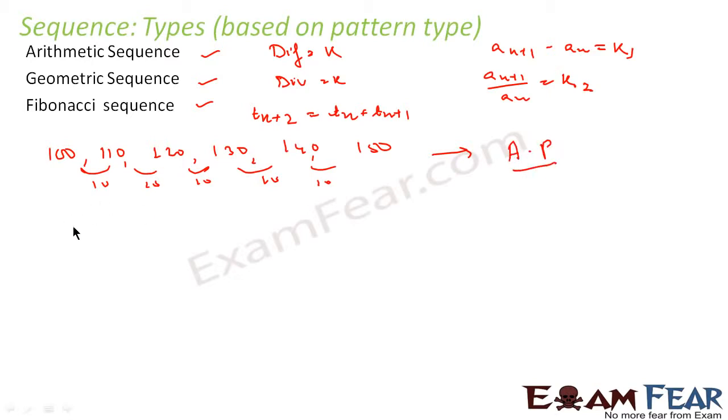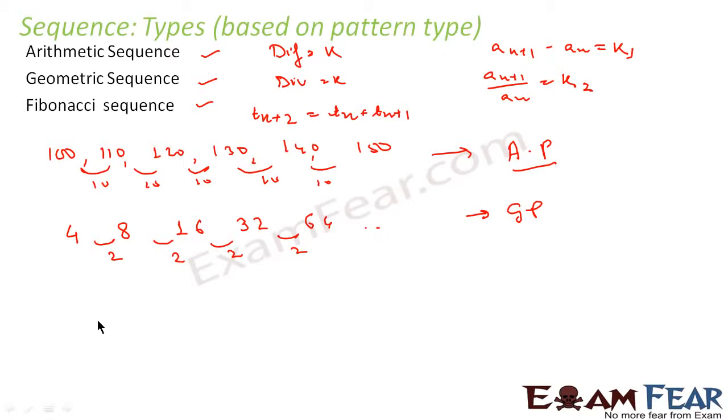In case of GP, let's take the example of the number of questions solved by a student. In the first month, he was supposed to solve 4 questions on average. In the second month, 8 questions. In the third month, 16 questions. In the fourth month, 32 questions. In the next month, 64 questions. It carries on. So if you see here, 8 by 4 is equal to 2, 16 by 8 is equal to 2, 32 by 16 is equal to 2, 64 by 32 is equal to 2. So the division is constant. You take any number and divide it by the preceding number, the division is constant. So this type of sequence is called GP.